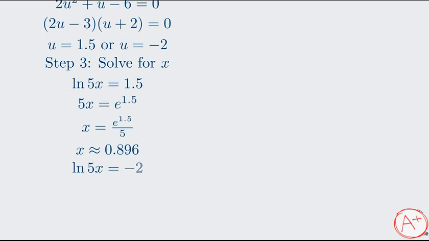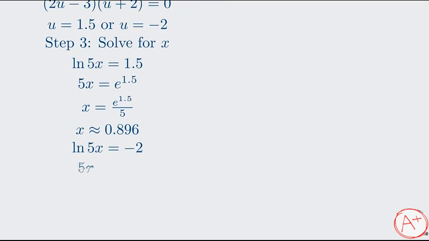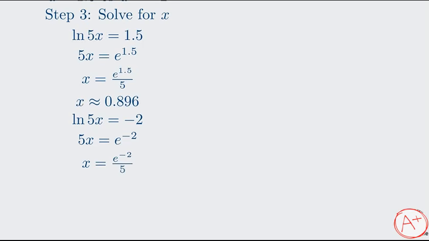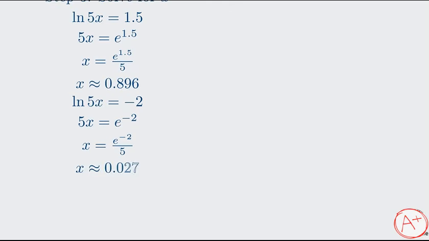For the second case, the natural log of 5x equals -2. 5x equals e to the power of -2. x equals e to the power of -2 divided by 5. This gives approximately 0.027. Both solutions are valid as the argument 5x remains positive.